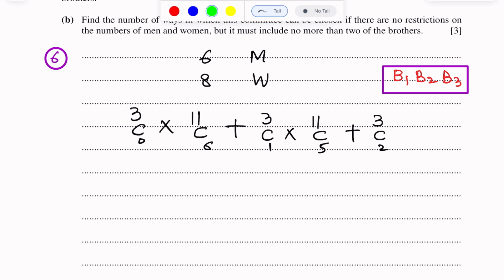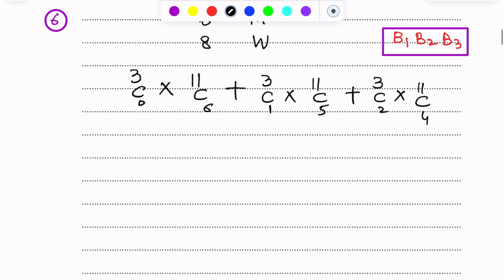In the same way, the third option is that we are taking two brothers: 3C2, because total brothers are 3, and remaining people 11. Now to make 6 we will take 4 from these 11: 11C4. Total in each is 6. Now we calculate these options. The answer of the first option is 462, the second option is 1386, and the third option is 990.